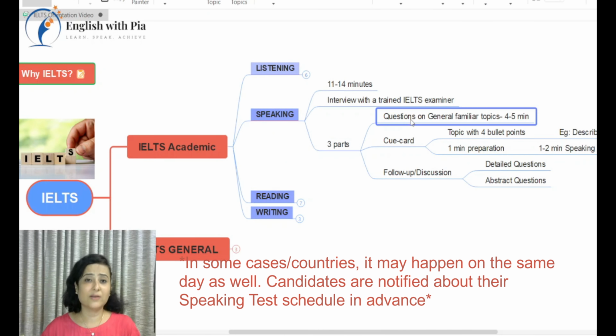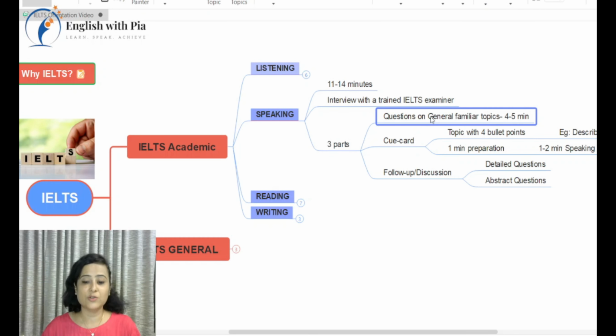All right, now there are three parts in your speaking test. In the first part, they will ask you questions related to general and familiar topics. This could go on for around 4 to 5 minutes. They might ask you some introductory questions about you, and after that some general questions, maybe about flowers or plants or exercise or your reading habits. It could be anything related to you, which students are easily able to answer.